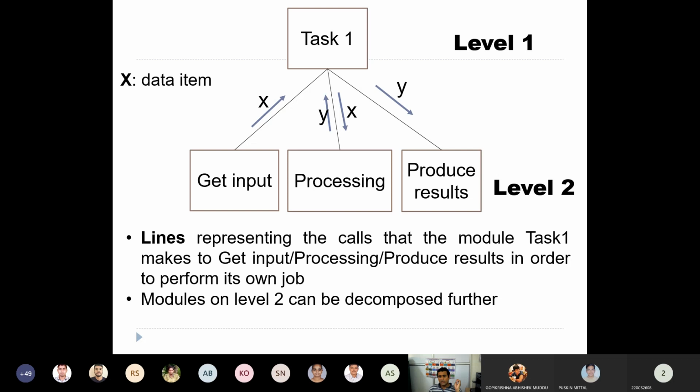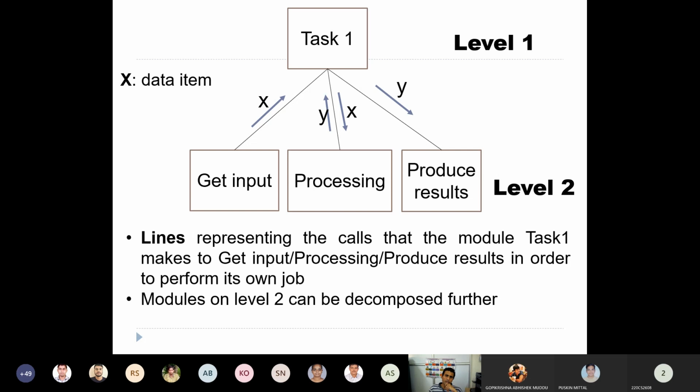So what is happening? Let's say task 1 wants some processing to be done. That means there is a data item called X. When task 1 needs to get a data item, it will call this get input module. This get input module captures the data X, and sends this data to the task module through module calling.